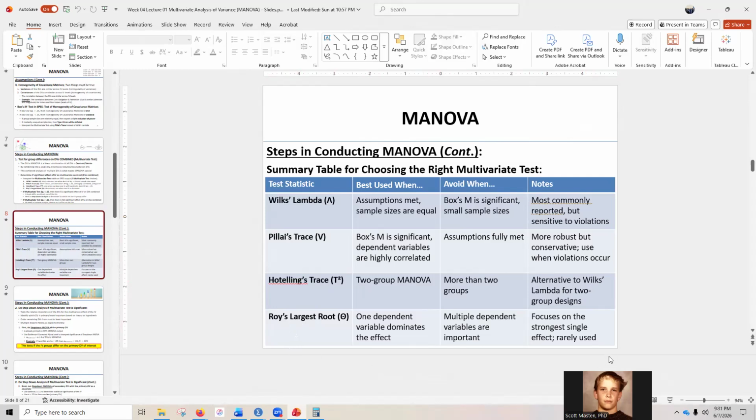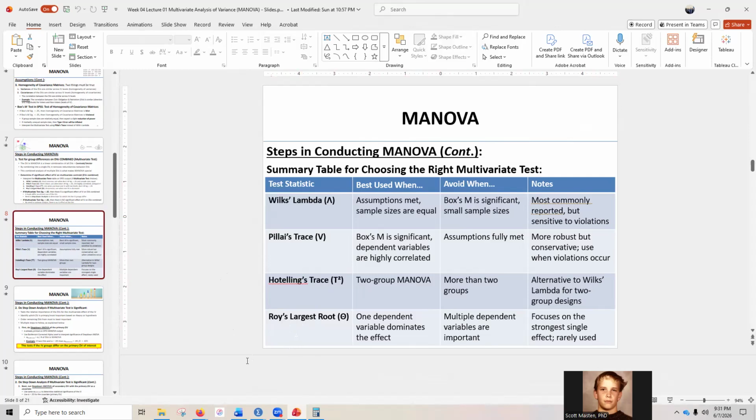And so it's meant to focus on the strongest single effect. It's rarely used. The only two I've ever seen used are Wilks and Hotelling's, to be honest with you. And Pillai's occasionally if you violate those assumptions. So what's the most appropriate one in our case?